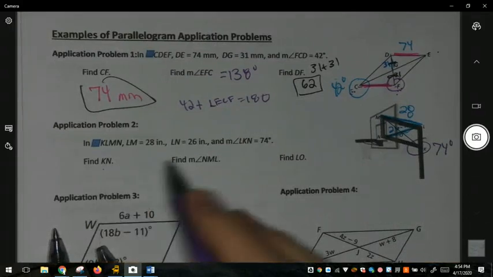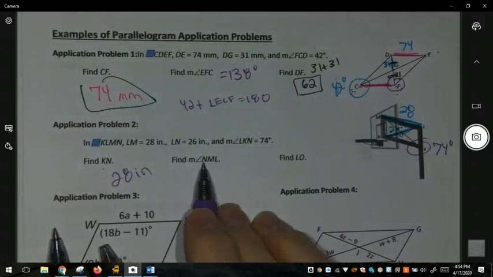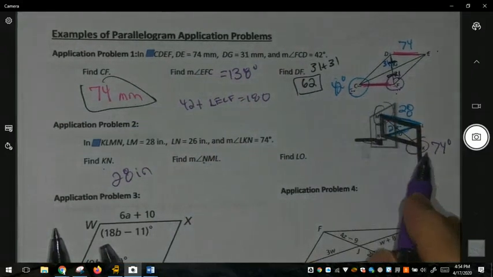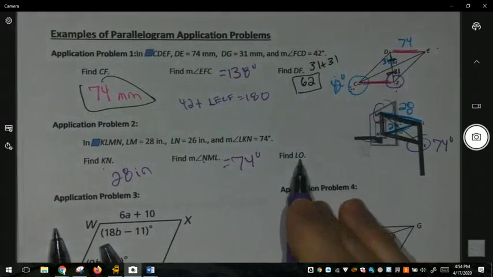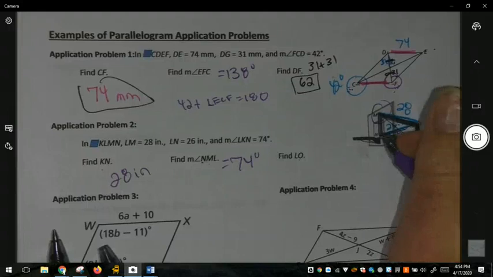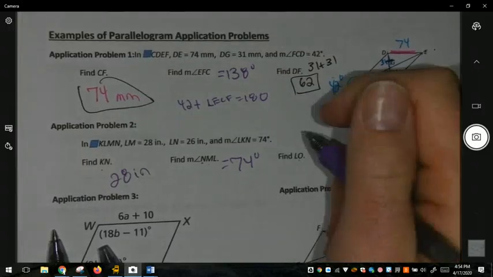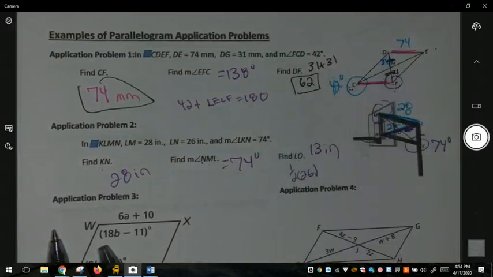Finding KN is the opposite of the 28, so that's 28 inches. Angle NML is the opposite angle on a parallelogram. Opposite angles are congruent. And segment LO. Well, LO is half of the diagonal, because the diagonal is bisected. Half of 26 is 13 inches.